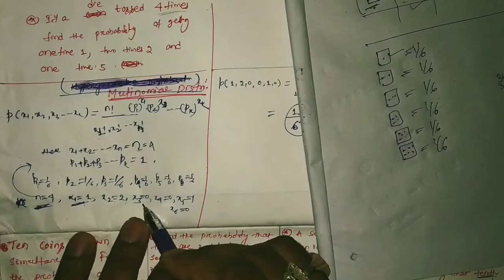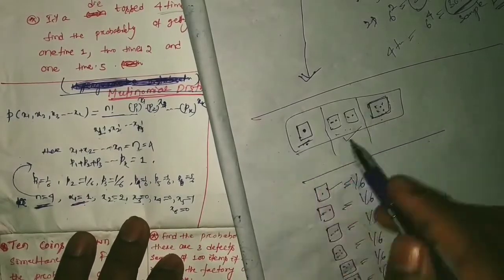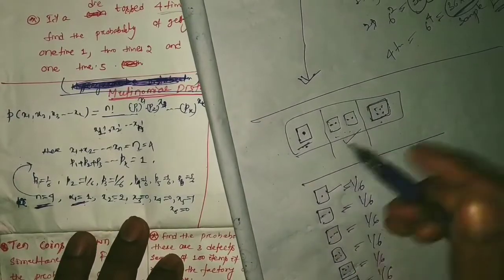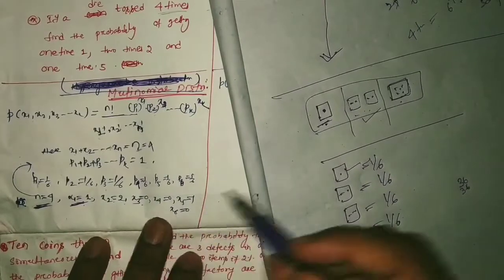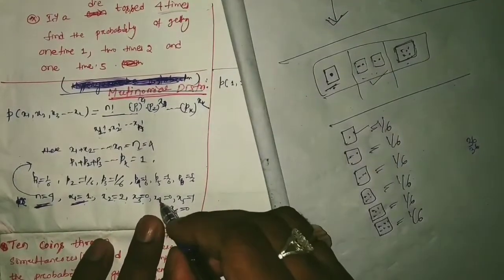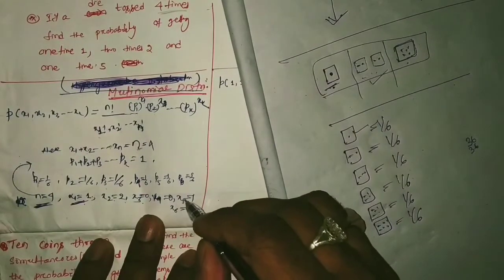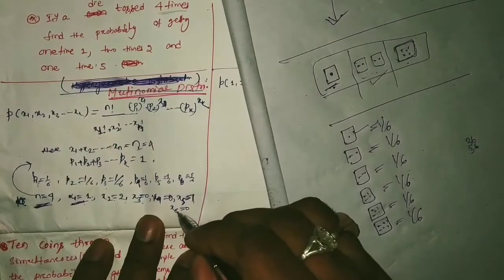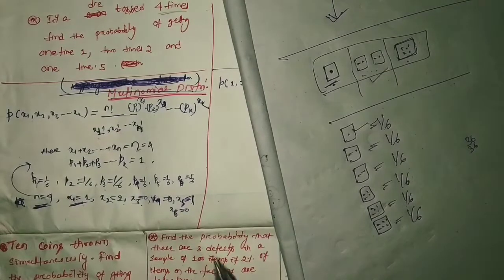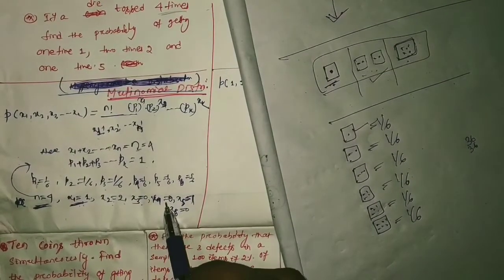x3 means number 3. Occurrence of getting 3 is 0. Getting 4 we don't have in the question, so x4 is 0. x5 is getting 5, which will be 1. x6 is getting 6, how much? 0. So here x1 is 1, x2 is 2, x3 is 0, x4 is 0, x5 is 1, x6 is 0.